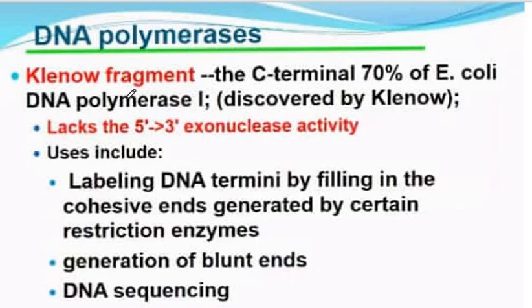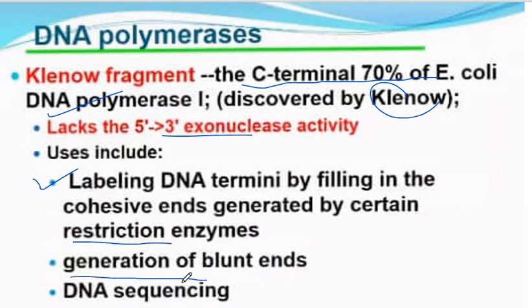Now, the Klenow fragment is the C-terminal 70% of E. coli DNA polymerase 1, discovered by Klenow, and it lacks 5' to 3' exonuclease activity. It is used in radio labeling and labeling DNA termini by filling in the cohesive ends generated by certain restriction enzymes, and it generates blunt ends. It is mostly used in DNA sequencing.